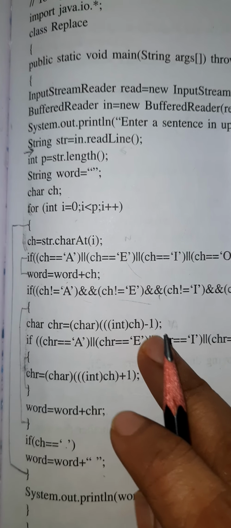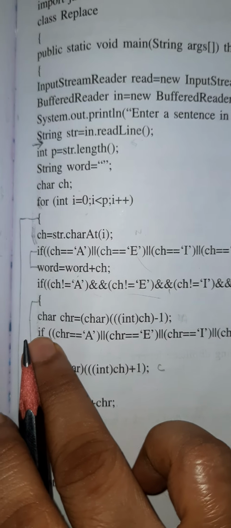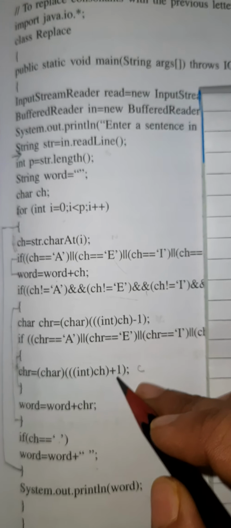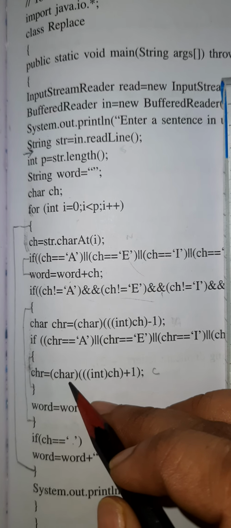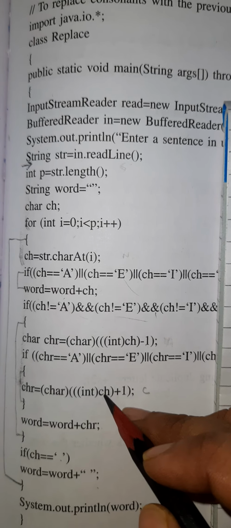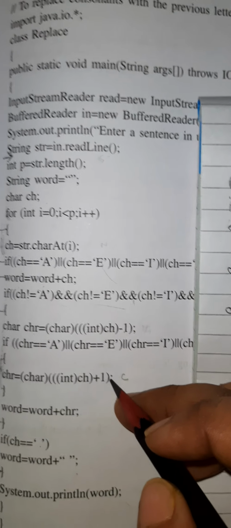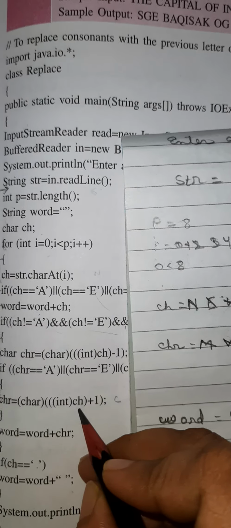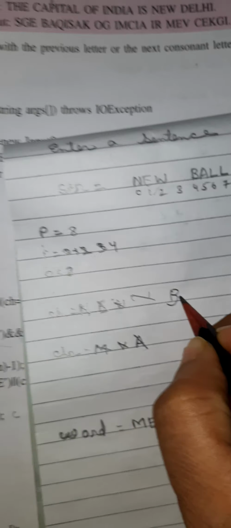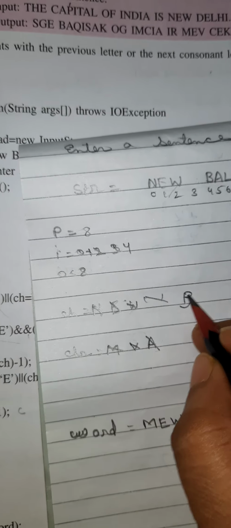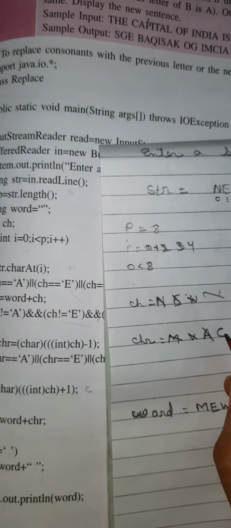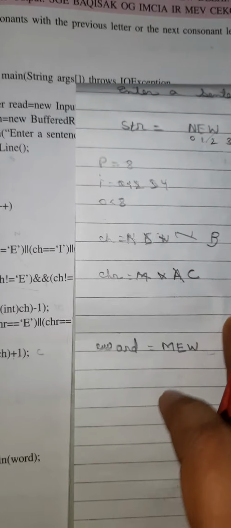So now it will enter this part. Check for this if: A, E, I, O, U, yes, it is a vowel. A is a vowel. So what is it doing? It is saying CHR is equal to character integer CH plus 1. So this is cancelled, and saying CH, my CH is B, plus 1 means after it is C. So in CHR, the variable, the value came C.